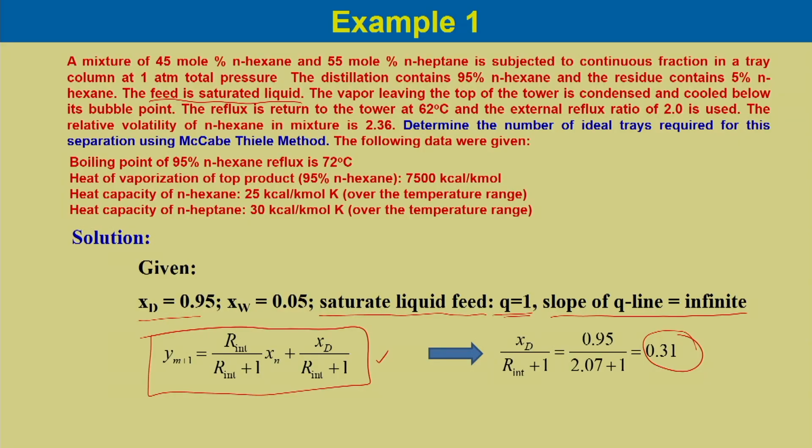We know the starting point xd for the stripping section operating line, and the equilibrium data which we have discussed in earlier problems. So, with the relative volatility of 2.36, we can draw the equilibrium curve.